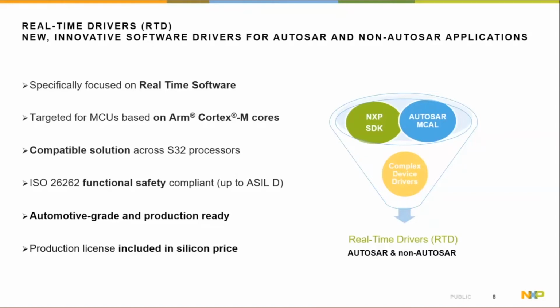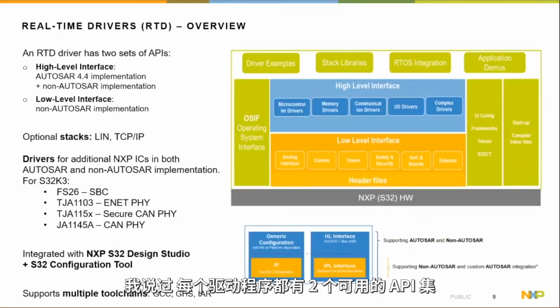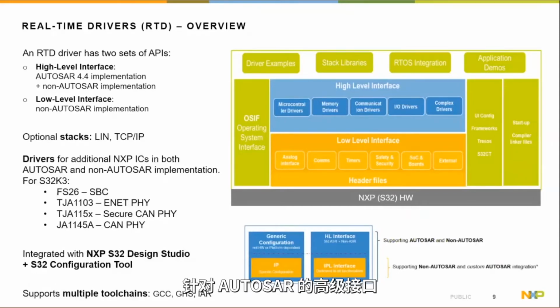If we just jump to the next slide, please, Bruno. And this is what it looks like. As I said, each driver has two sets of APIs that can be used, high level for Autosar or low level for non-Autosar. For Autosar, we're using the 4.4 release, the latest one, and as always, NXP, we issue new releases as the new releases of the Autosar standard come into the market.